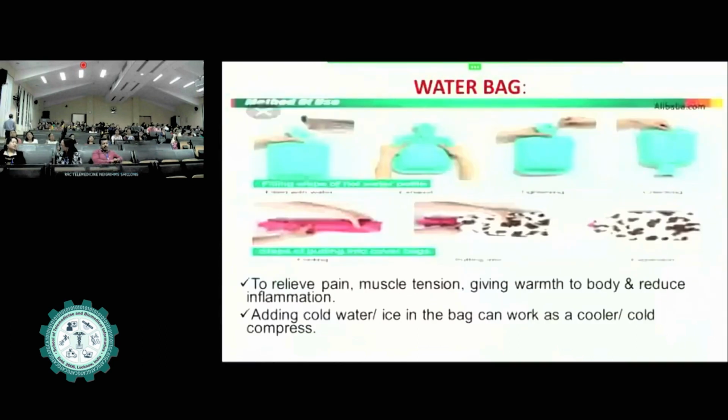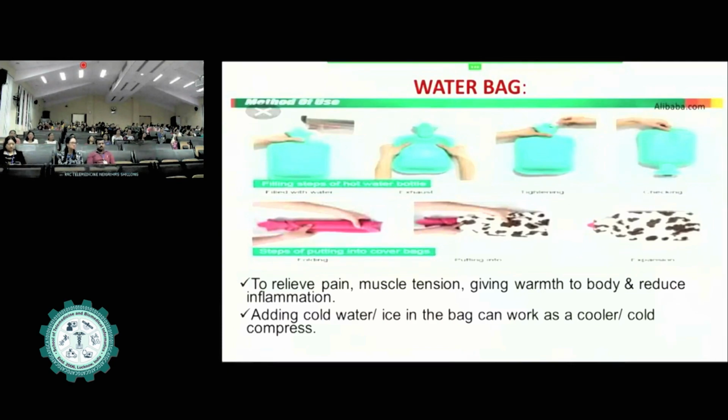Now coming to water bag, we all know what is a water bag, hot water bag. It is used to relieve pain and muscle tension, giving warmth to body and reduce inflammation. And then by adding cold water or ice in the bag, it can also be used as a cooler or a cold compress in case, for example, if the patient is having urinary retention. The main thing while using a water bag we have to keep in mind is the standardized checklist, like how to fill a water bag.